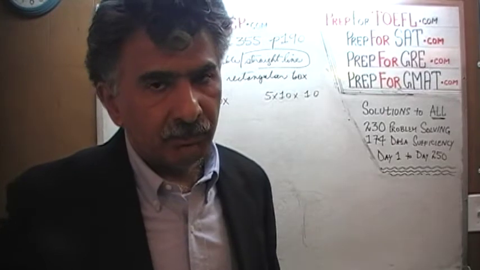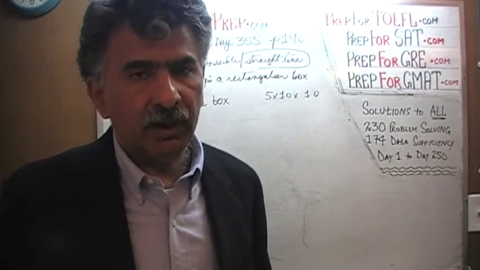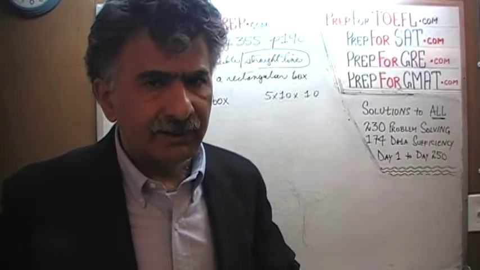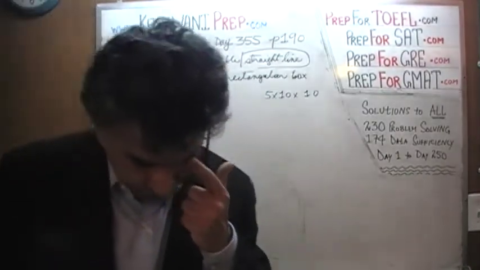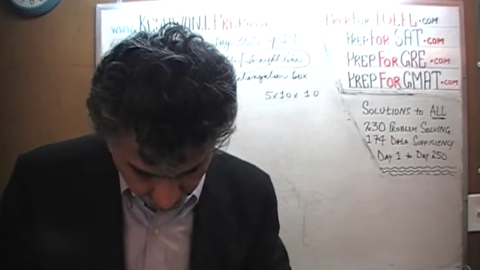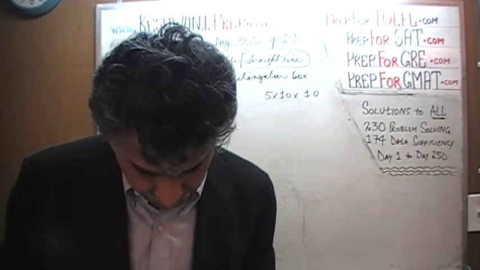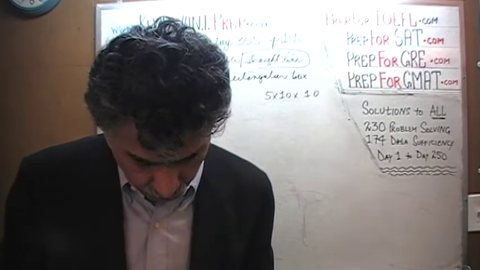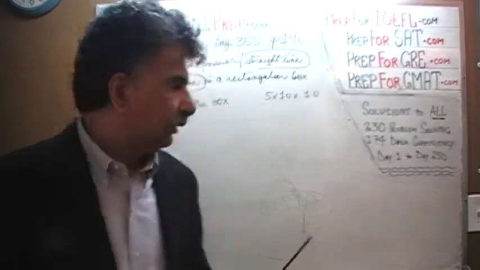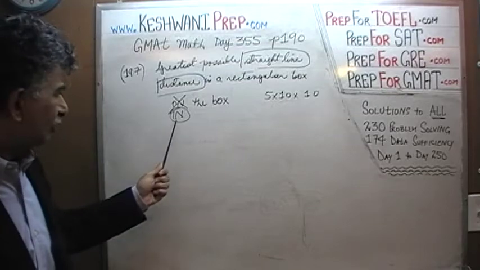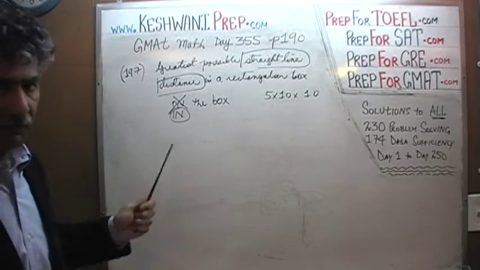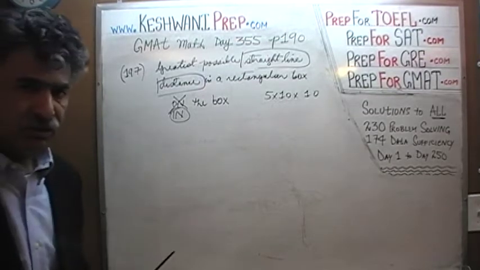Now, before we begin the solution, there is one slight thing that I want to get out of my system. In the problem, it says, I'm going to read it verbatim: what is the greatest possible straight line distance between two points on the box? On the box. I don't think they meant to say on the box. I think it should say, in my opinion, instead of on the box, the wrong preposition, it should have said in the box.